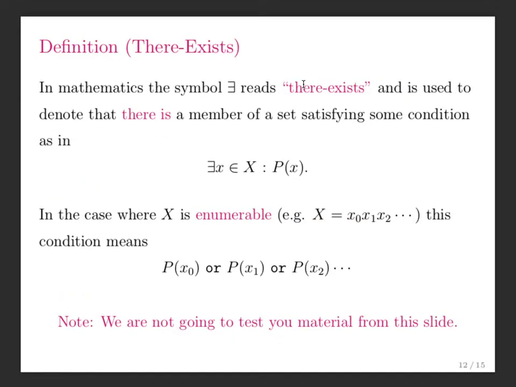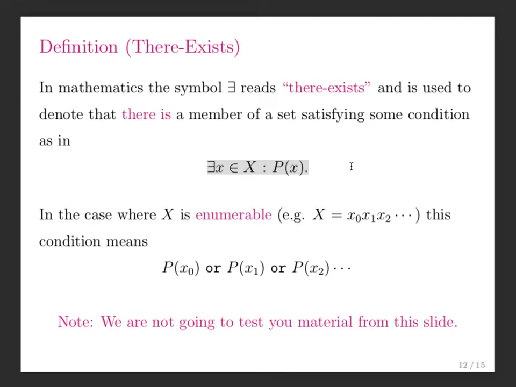So there's the upside down A, and now I'm going to show you the backwards E. In mathematics, the backwards E denotes "there exists," and is used to denote that there is at least one member of a set that satisfies a condition. So a statement like this reads, there is some x in X satisfying P(x). Or the exact reading of this is, there exists x in X such that P(x).